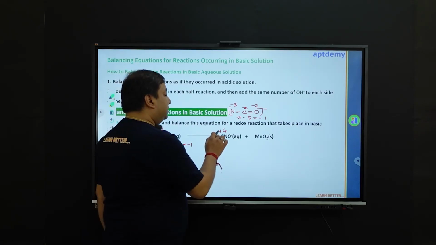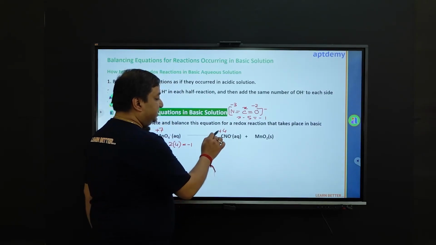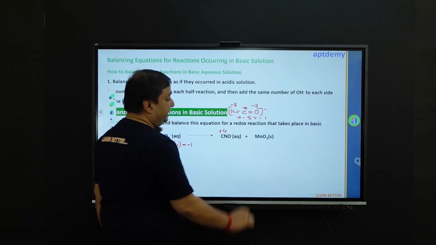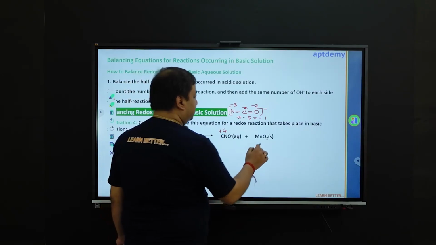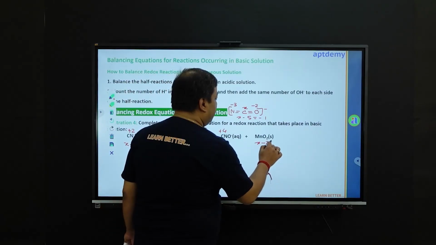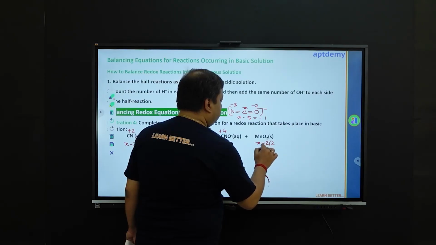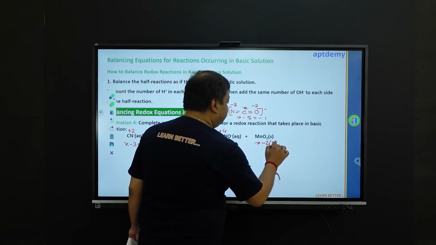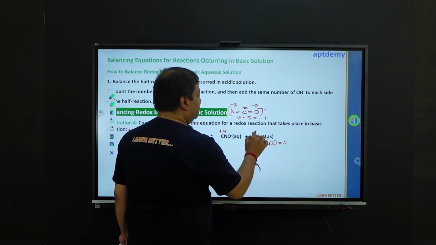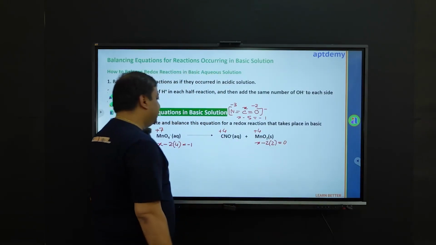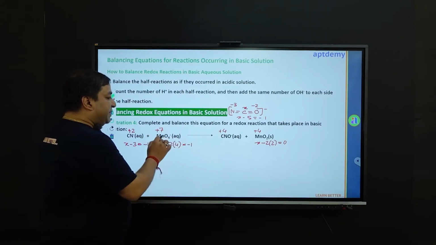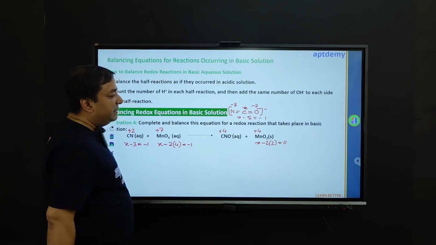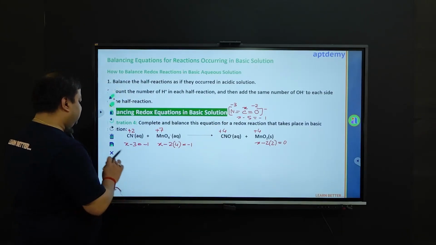So we can say from here itself that the C in CN minus is getting oxidized to C +4. The oxidation state of C +4 is the cyanate ion. What about Mn in MnO2? This is X, and X minus 2 times 2 equals 0, so this is +4. Having a look at both the oxidation states, we say the permanganate ion is getting reduced to manganese dioxide. So let's carry over this information into the next slide.